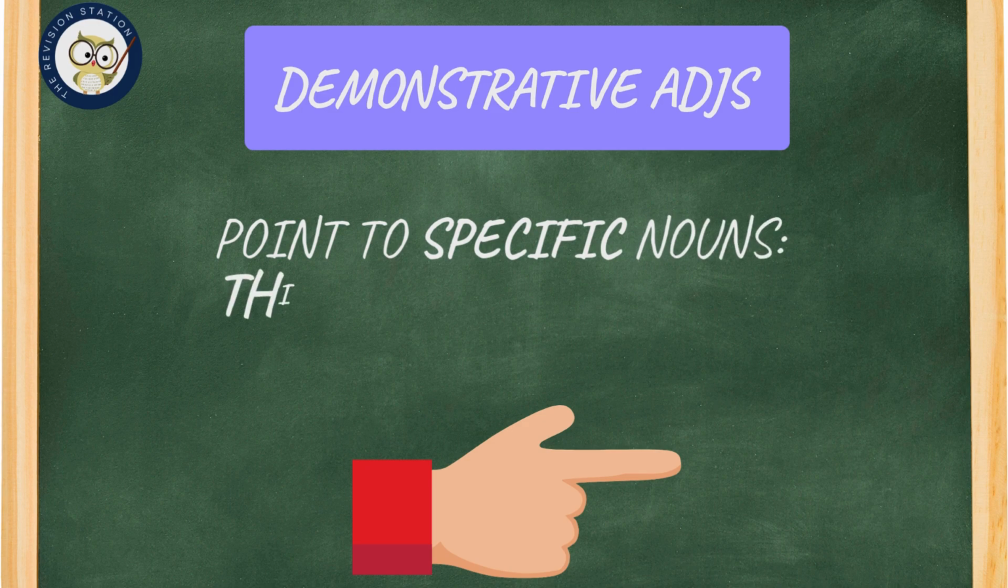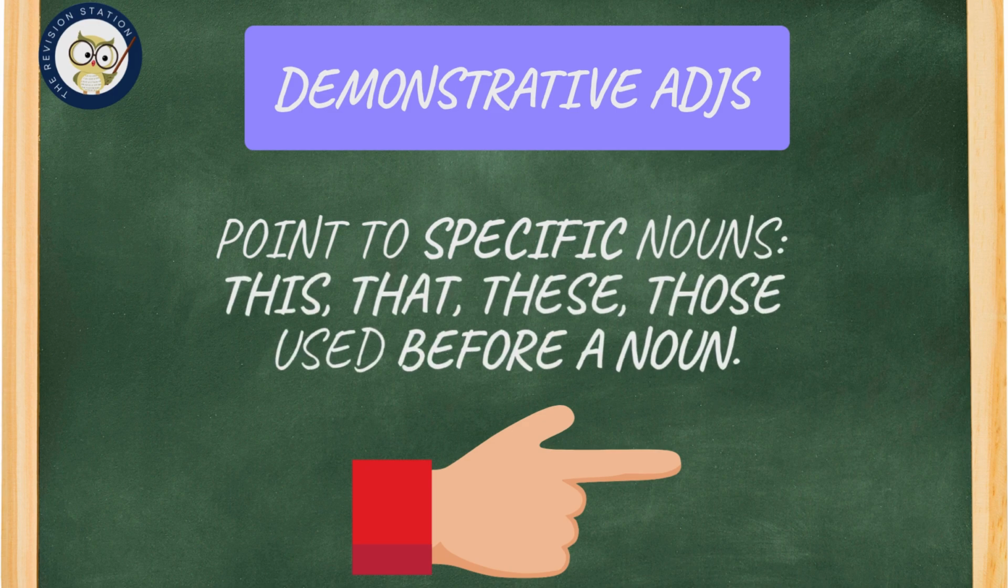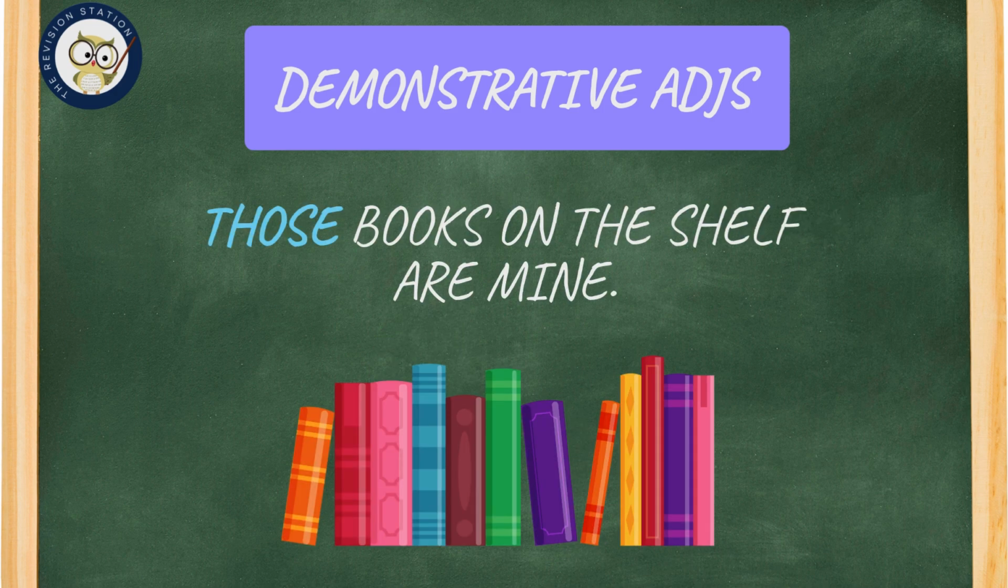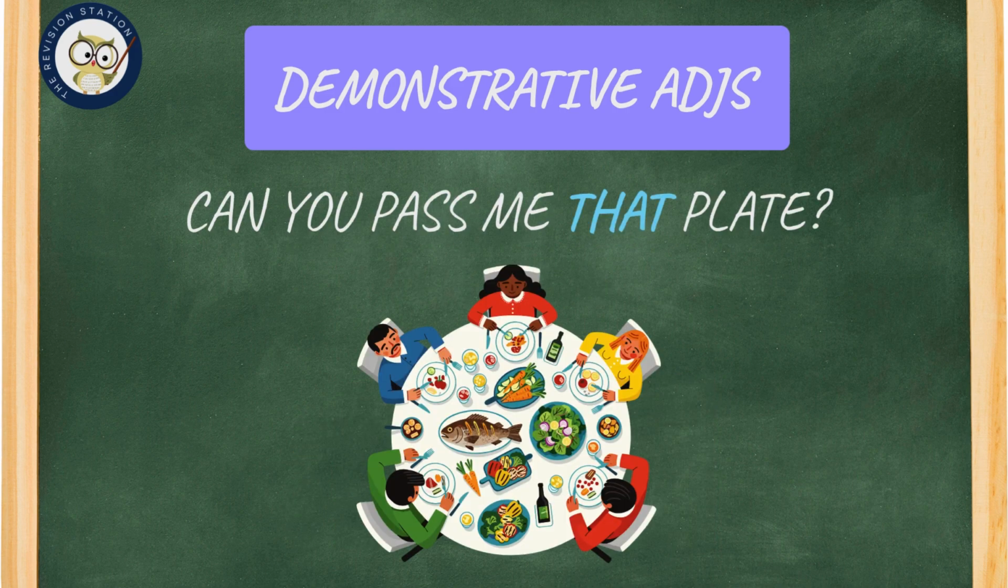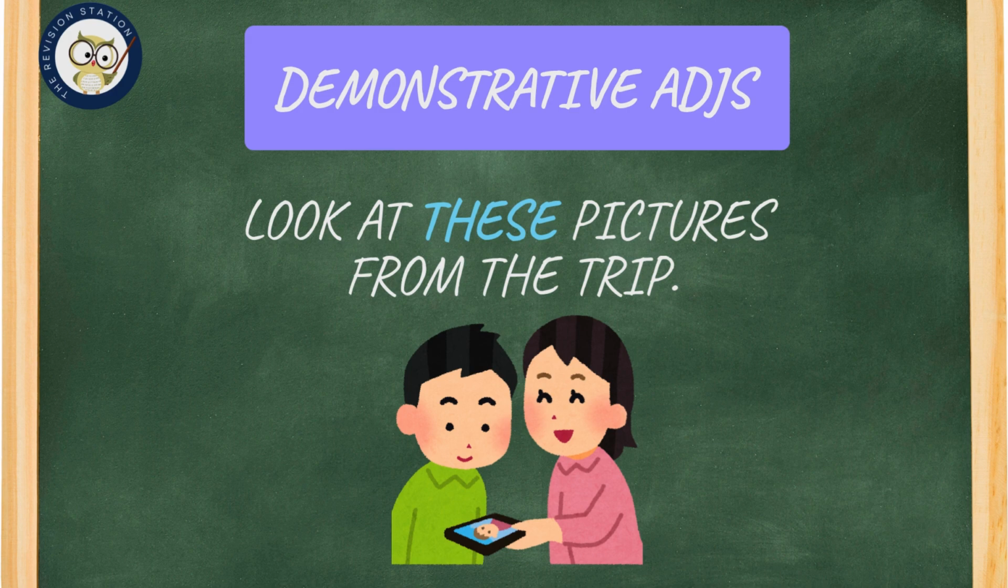Demonstrative adjectives point to specific nouns. I prefer this song to that one. Those books on the shelf are mine. Can you pass me that plate? Look at these pictures from the trip.